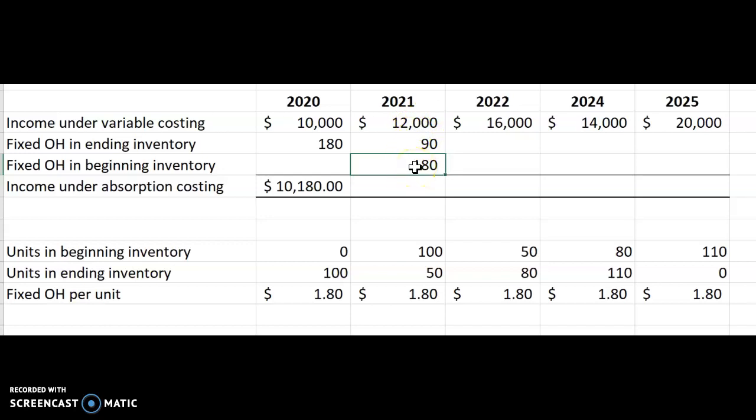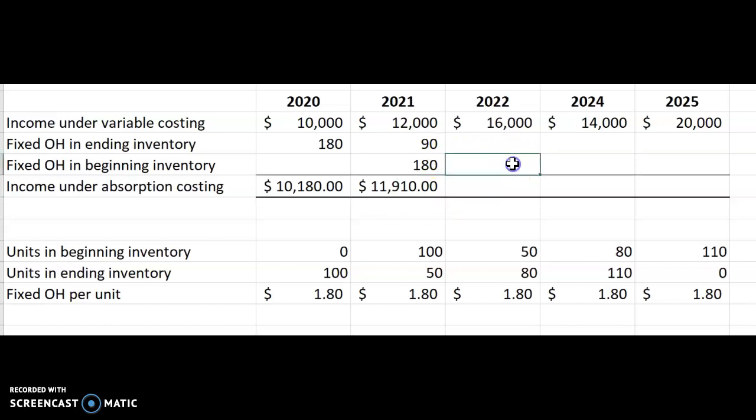However, the 180 that was subtracted last period under variable costing is going to be subtracted in 2021 under absorption costing. So for our income under absorption costing, we're going to add the ending inventory fixed overhead costs and subtract the fixed overhead costs in beginning inventory. So we would have 11,910 income under absorption costing.